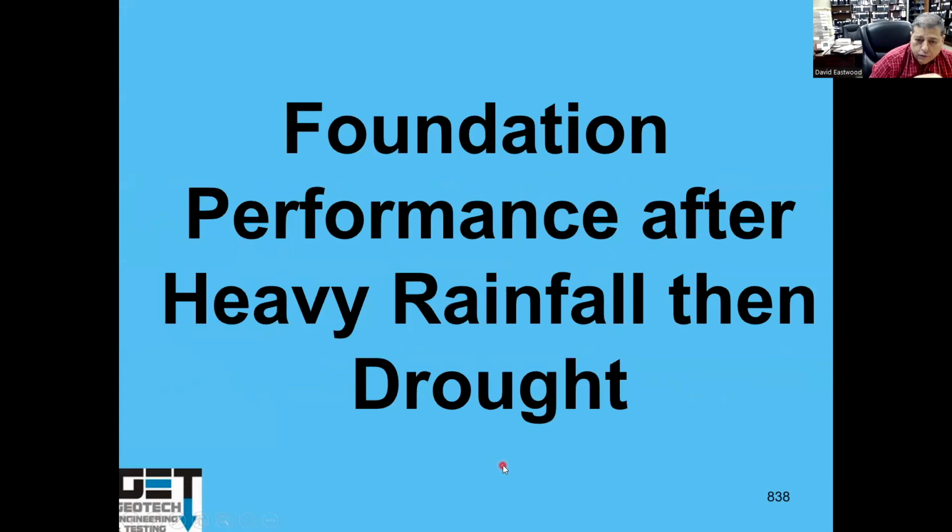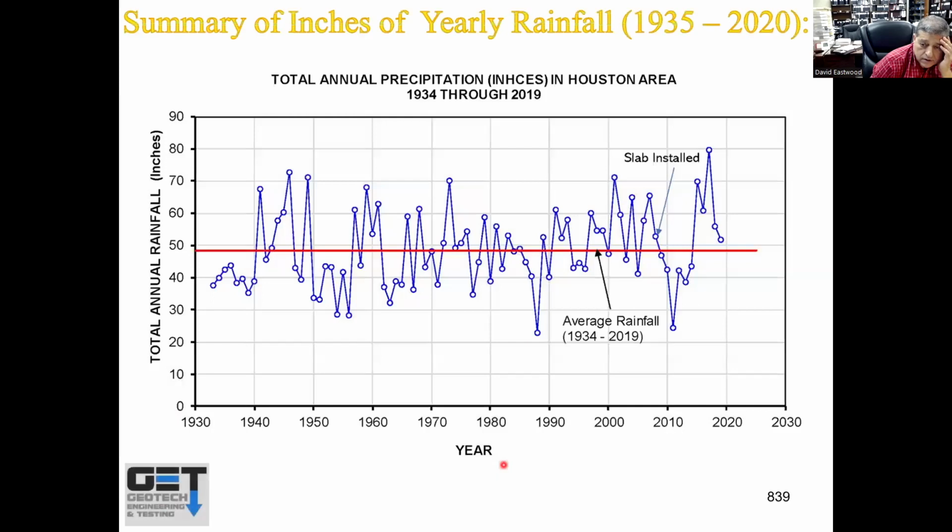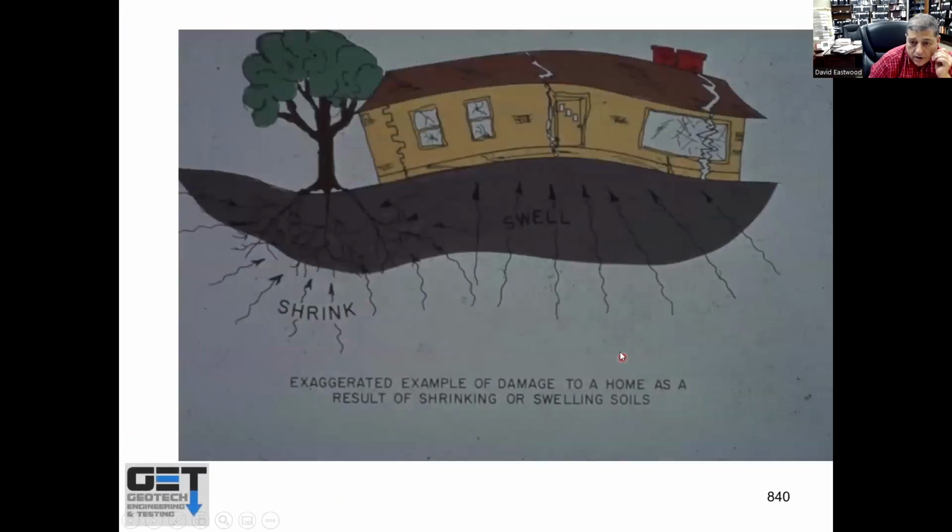Here's foundation performance after heavy rainfall and then droughts. Average rainfall in Houston is 50 inches. If you build a slab when there was a lot of rain and then we get a drought, over a number of years, you've got a slab that was wet and you get a dry condition. You get edge shrinkage, or what we call center lift. The house cracks up in the middle like this.